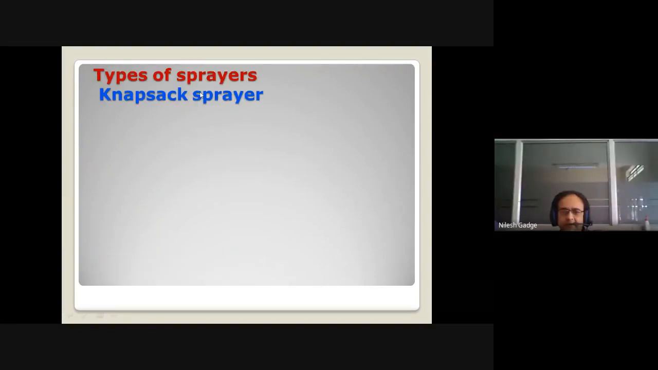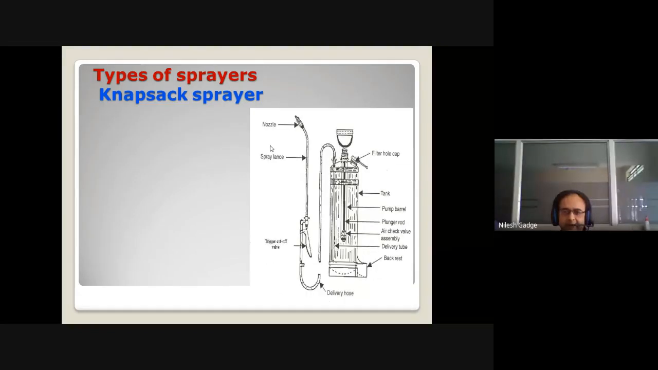Then the type of sprayer is the knapsack sprayer. You might have seen the knapsack sprayer in the village. Farmers spray with the help of this sprayer. It is packed on the back side. We tie it on the back. This is a different one, the knapsack type of sprayer.